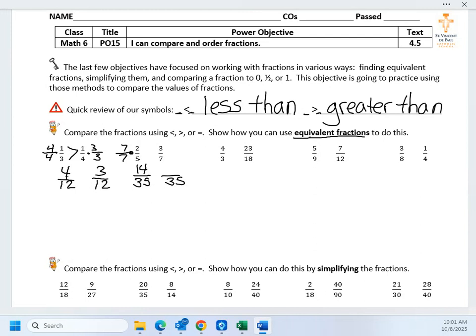Joy? 5/5. Because I know 7 times 5 is 35, and 3 times 5 is 15. So 2/5 to 3/7. Is 2/5 less than, greater than, or equal to? Matt? Less than. 14 is less than 15, so 2/5 is less than 3/7.